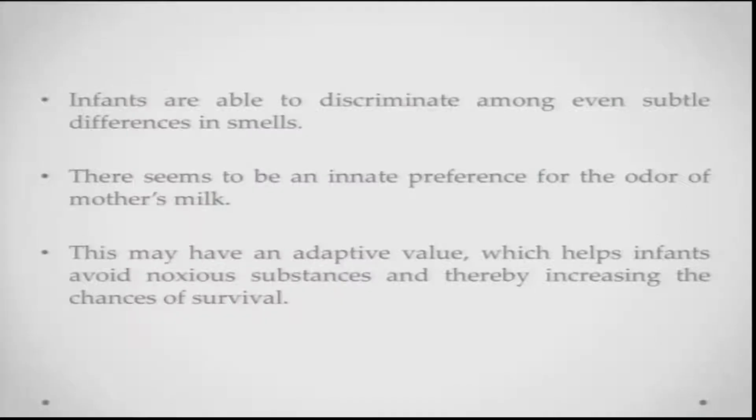So these things may have an adaptive value, which would help infants avoid noxious substances and thereby increase the chances of survival. Typically, noxious odors and bad taste are closely related to dangers. Imagine the time when we were living in jungles, the pre-evolution era. It's very common that in the jungle, things that taste extremely bitter might be poisonous. Things that smell very bad might be spoiled food, and you don't really want to eat it, because if you ingest it, you might die of food poisoning.